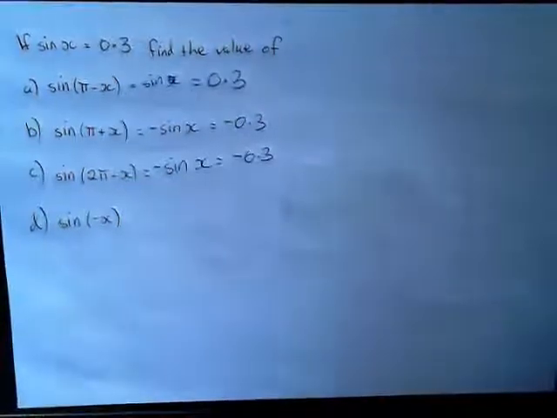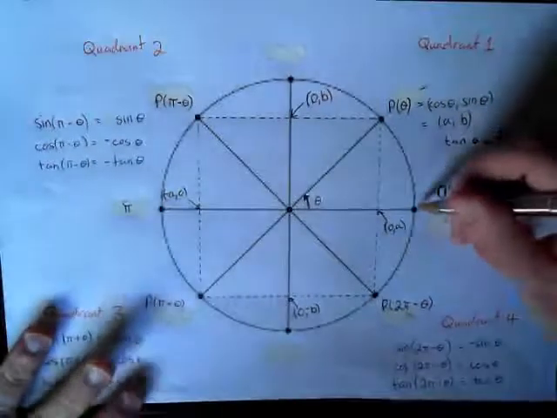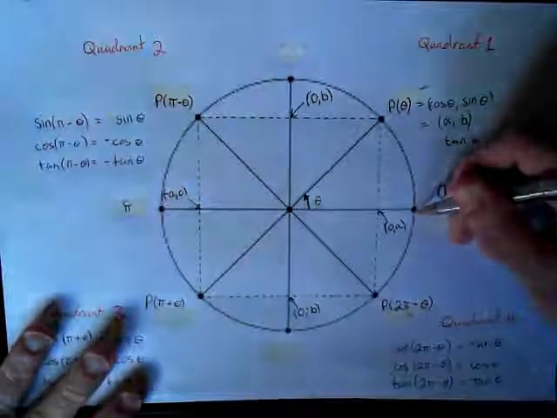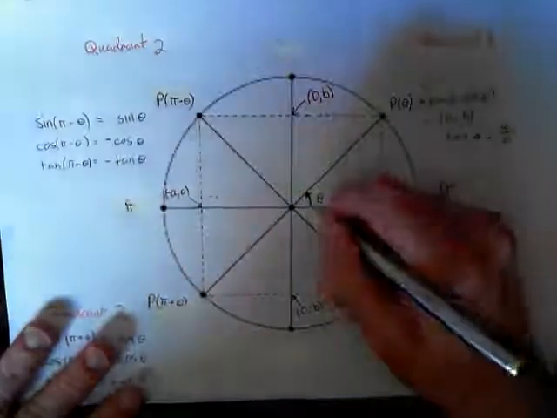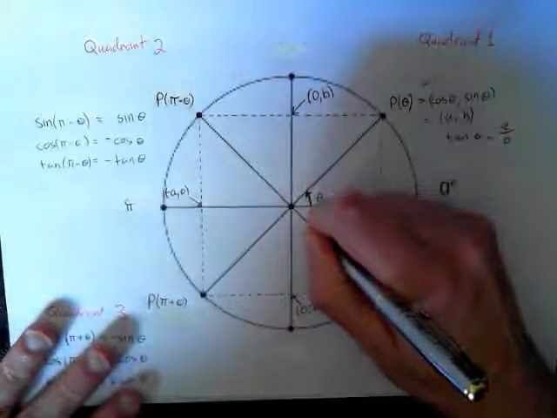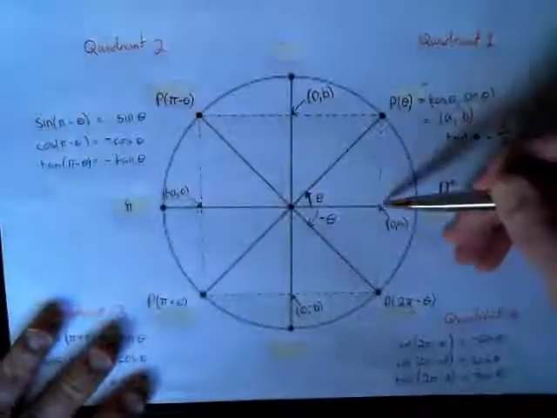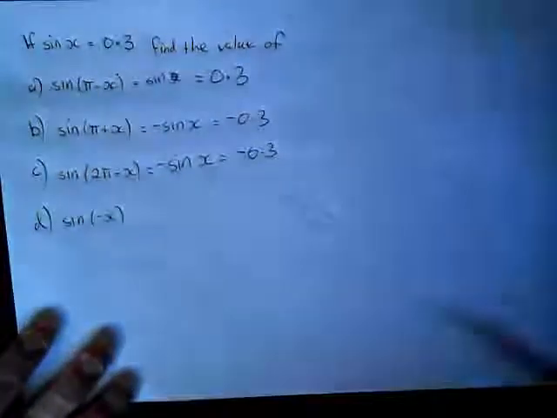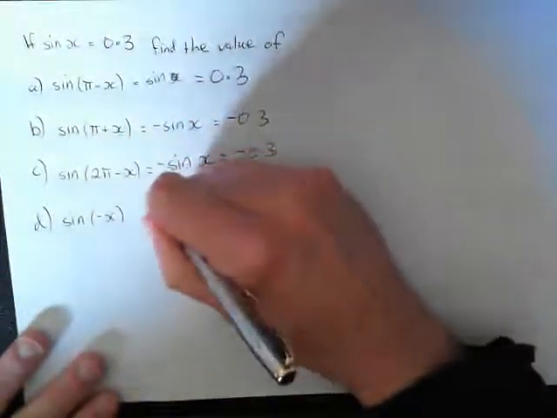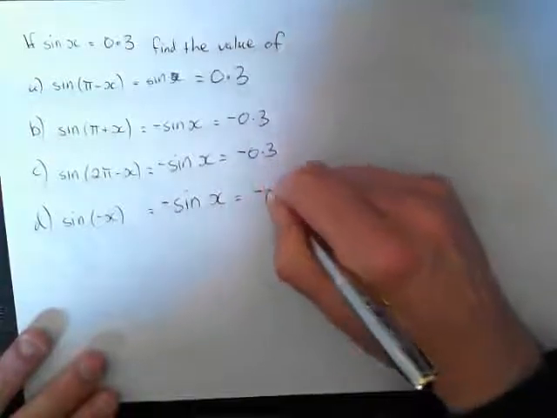And the last one here, what's the sine of negative x? Negative x or negative theta. I didn't explain this one before, but I have mentioned it in the past. Negative x or negative theta is the angle you get when you go in the other direction, when you go this way. So if that's theta or x, that angle there represents negative theta. So the sine of negative theta is negative sine theta. The answer to D is the same as C. It's the same angle, in fact. Negative sine x, which equals negative 0.3.